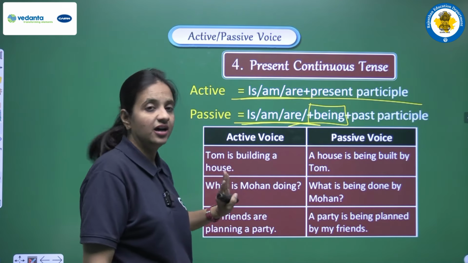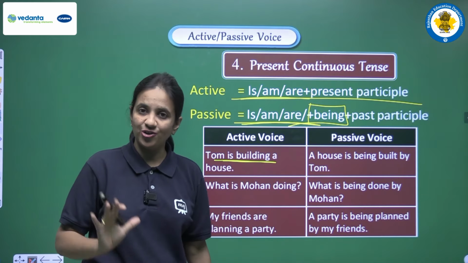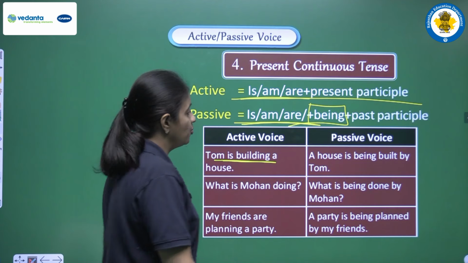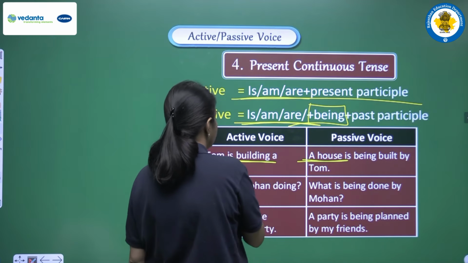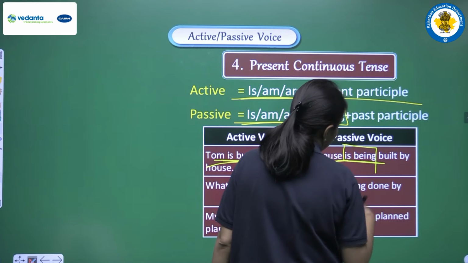First example here is Tom is building a house. So we are having is plus ing, we are having present continuous tense here. What is the object? Object is a house. So we are starting our sentence with our object, that is a house. What will is building become? Is being, this is our helping verb.